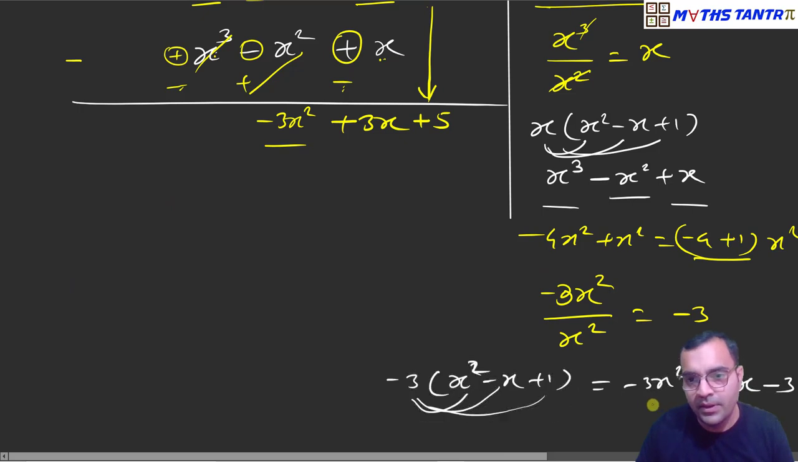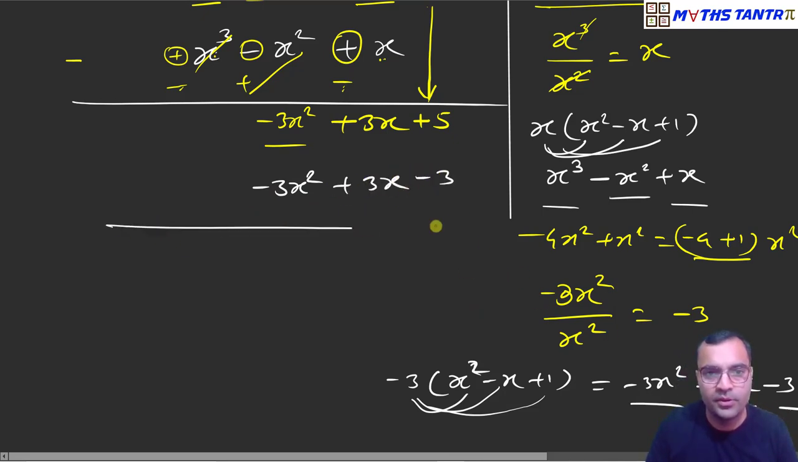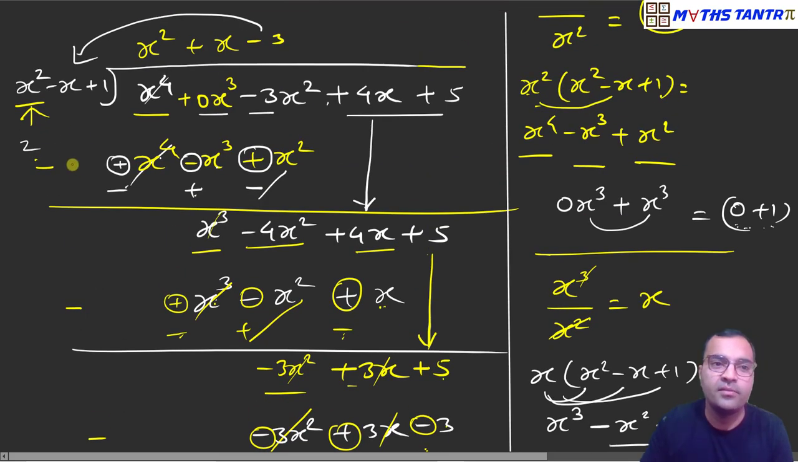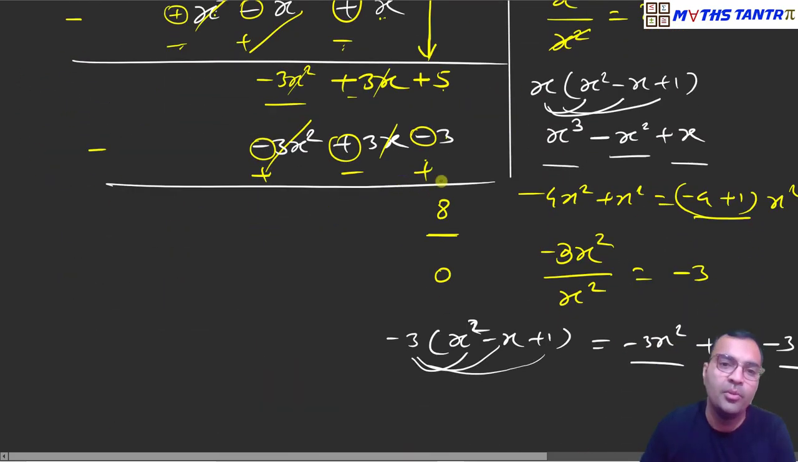Now, write it down then. Minus 3x square here. 3x should be written below 3x. Minus 3 below the constant. Now, change the sign again. Minus plus plus, minus minus plus. Minus 3x square plus 3x square will get cancelled. Plus 3x minus 3x again it will get cancelled. Plus 5 plus 3 it will be plus 8. Now the dividend degree is 0 because it is constant, which is less than the degree of your divisor. So you should stop.